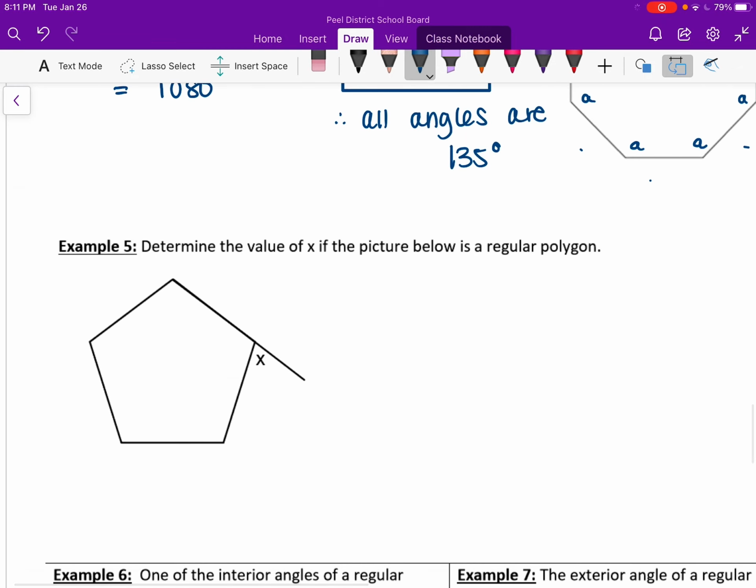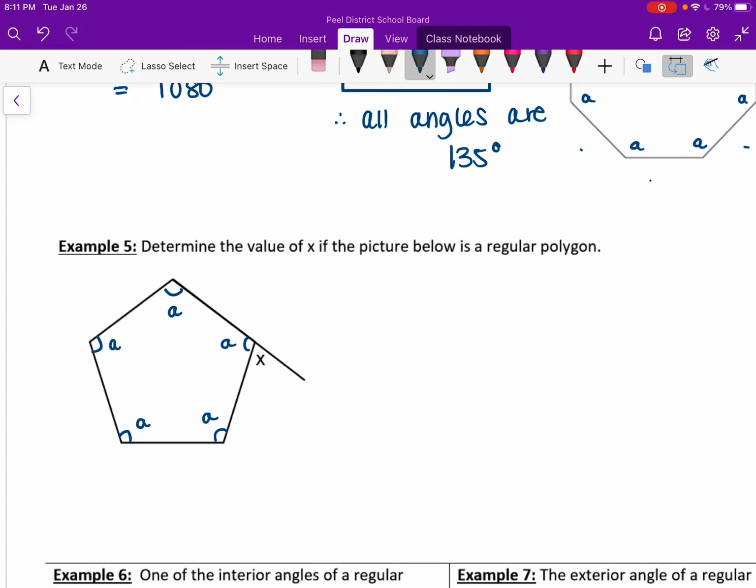So this one says determine the value of x if the following picture below is a regular polygon, which means that all of its sides are the same, which means that all of its interior and exterior angles are also the same. Now, right off the bat, you might not know what to do with this, but what I'm going to start by doing is I'm going to say, all right, that means that all of these angles are the same. And that's how I see it, right?